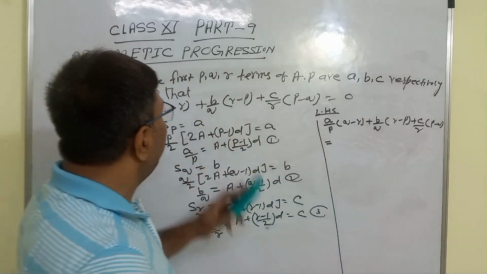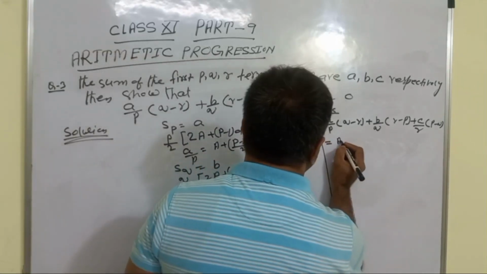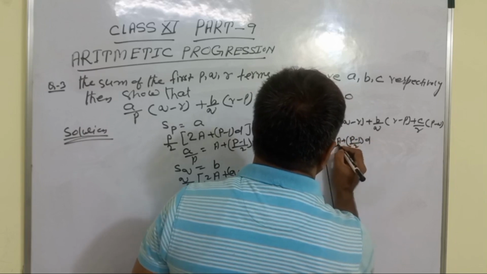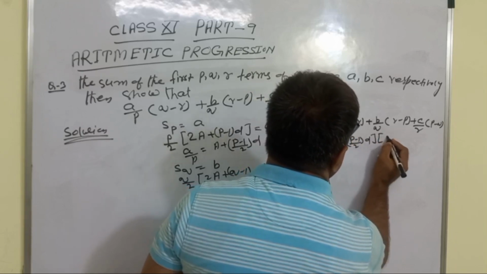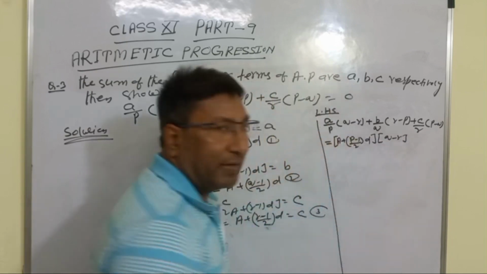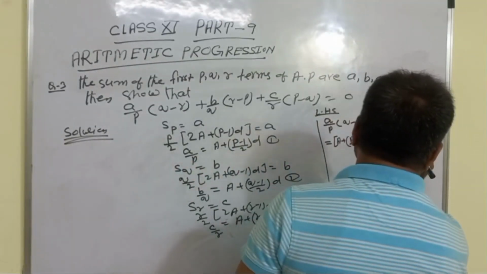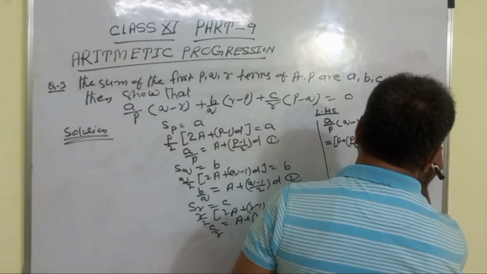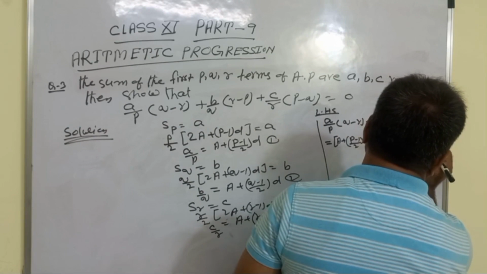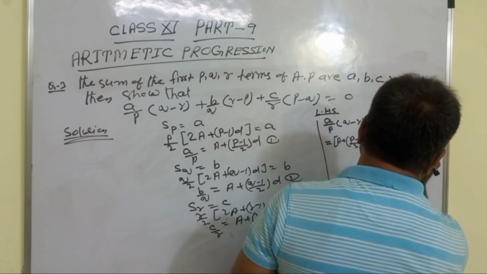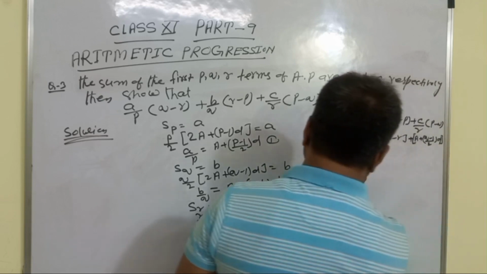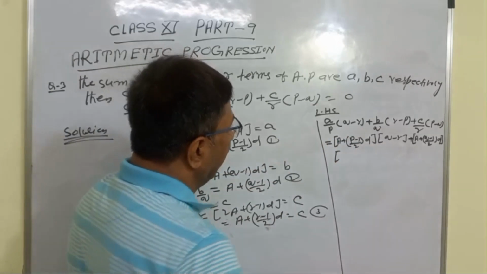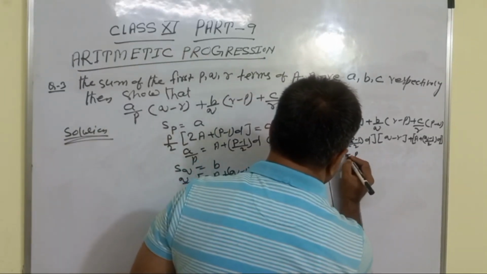So A by P format is what? A plus (P minus 1) by 2D. So we have to multiply this number by what? That is Q minus R, right? In the same way we have B by Q. So my B by Q is what? A plus (Q minus 1) by 2D. So we have to multiply this number, right? That is B by Q into (R minus P). So we have to multiply R minus P.